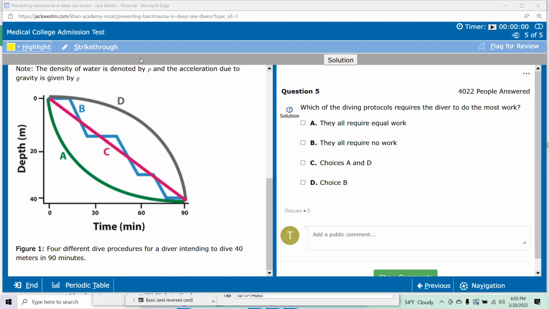Yes. And again, this is another relationship thing where you can put in pressure and see how pressure relates to work. Actually, this is what the question is asking you a little bit, comparing pressure to work, right? So basically, we need to think about which of the diving protocols requires the diver to do the most work.